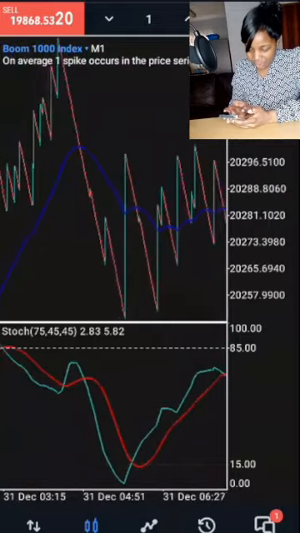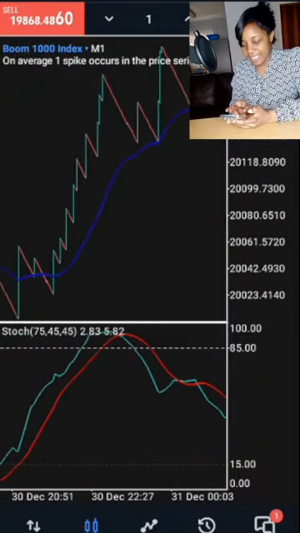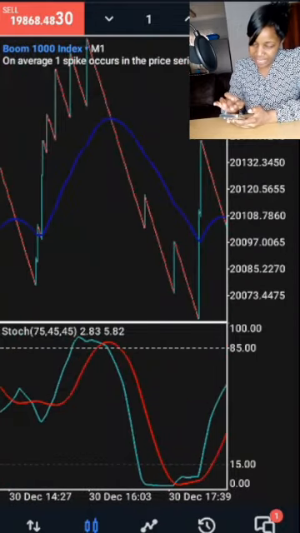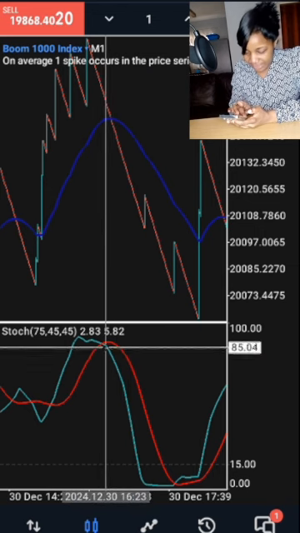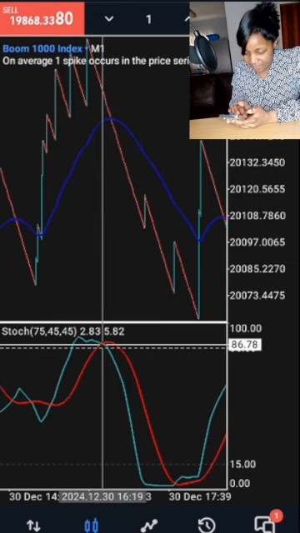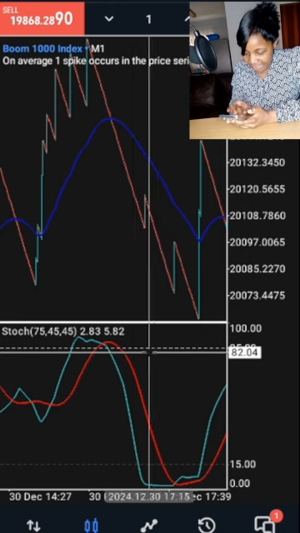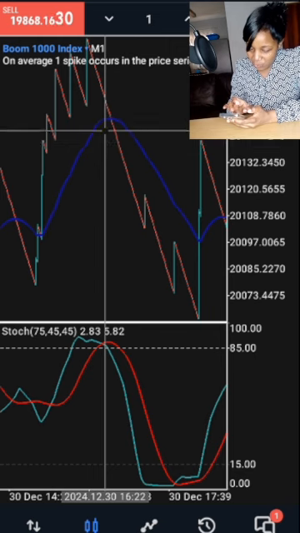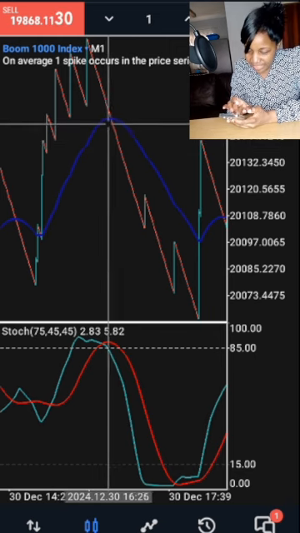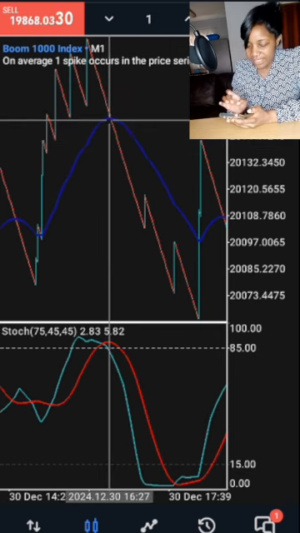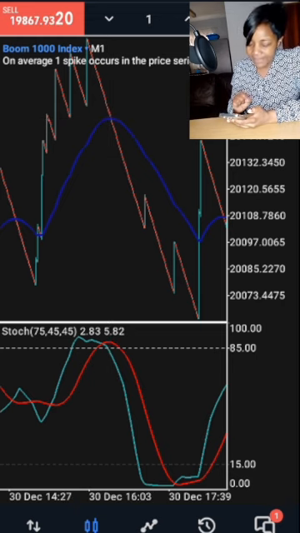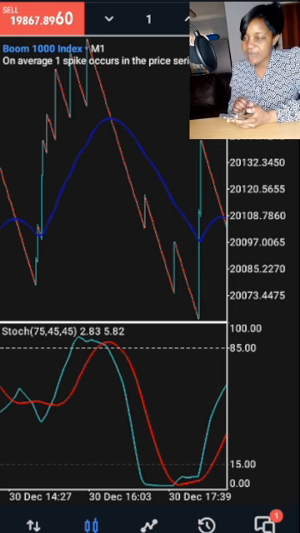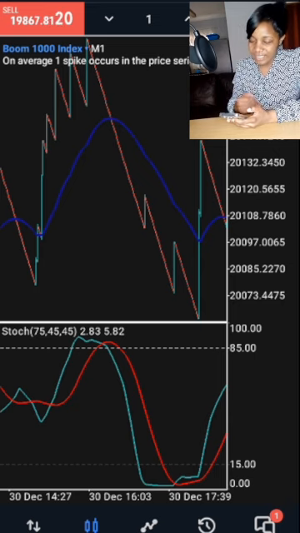Let's look for one last perfect entry in Boom 1000. Then I'll explain the settings. This is the last example of a perfect entry. There's the crossing of the red and green line, and the crossing has occurred above level 85 on our indicators window. Then we also need to wait for confirmation from the main chart, whereby the price crosses the blue line, which is the moving average. When these two conditions are met, we execute our trade. We sell in Boom 1000, and we take 5 to 10 candles. So as I have said earlier, guys, the strategy is easy. This is how the strategy works.